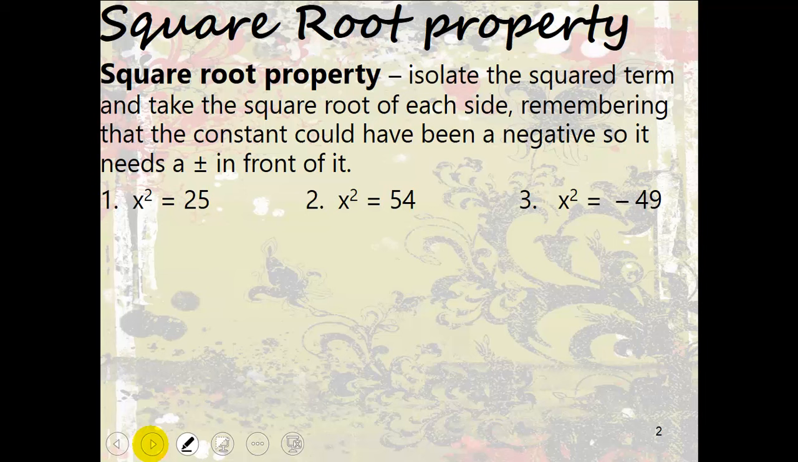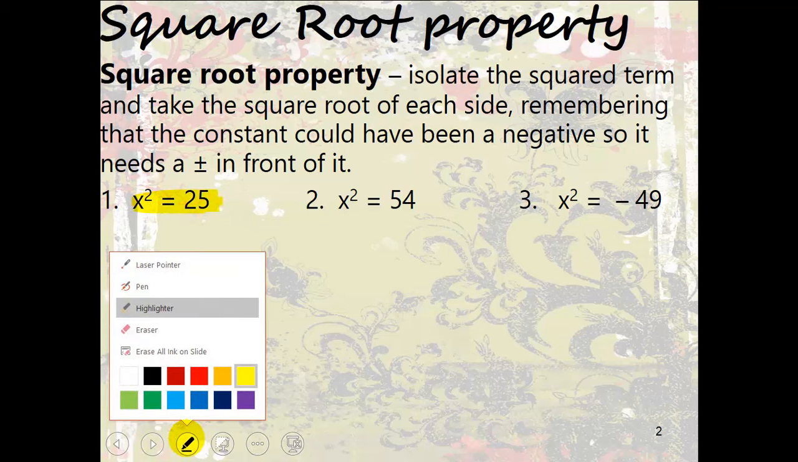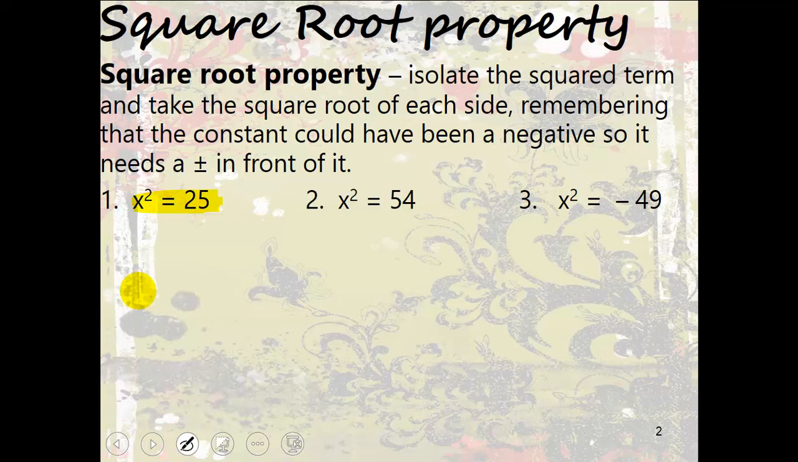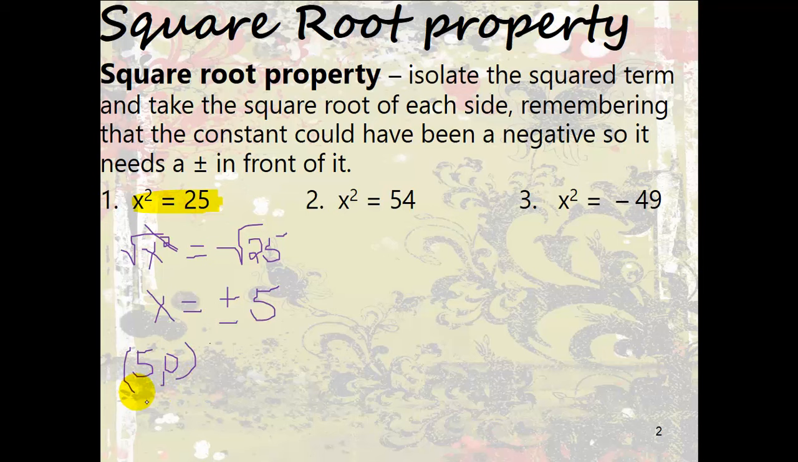Notice that I have x squared is equal to 25. So my x squared is isolated, so I'm going to take the square root of both sides. And then anytime I take the square root of something squared, it cancels, so I get x is equal to plus or minus 5. So we would write that as (5, 0) and (-5, 0).